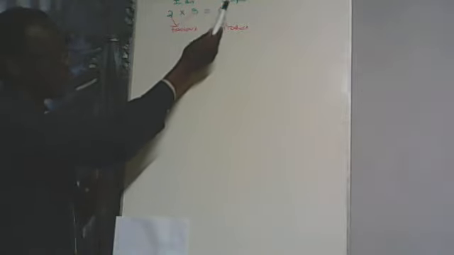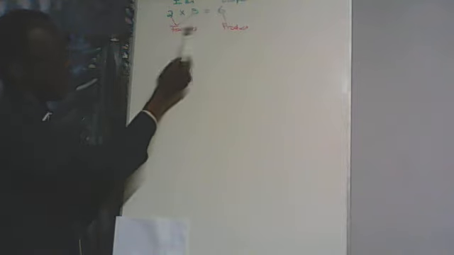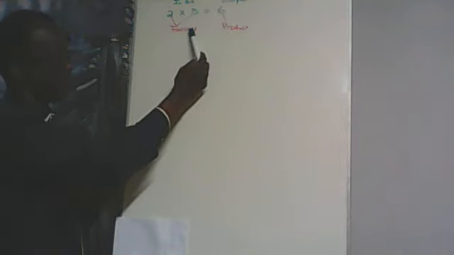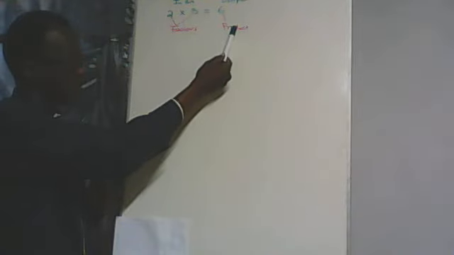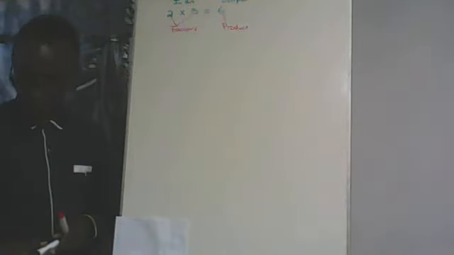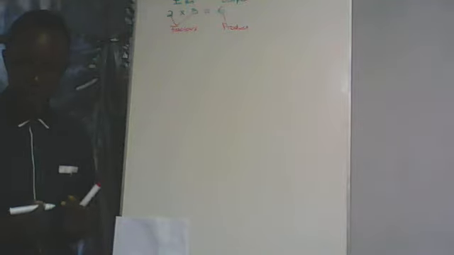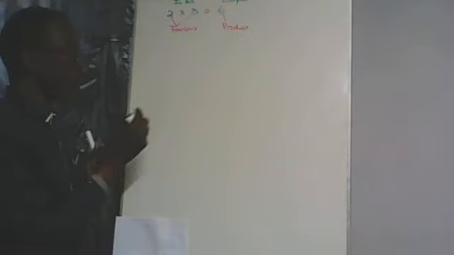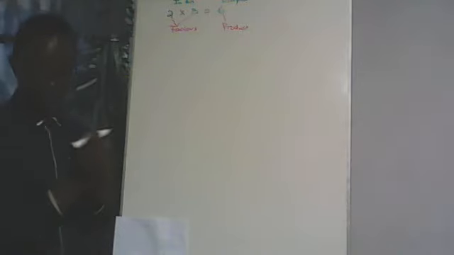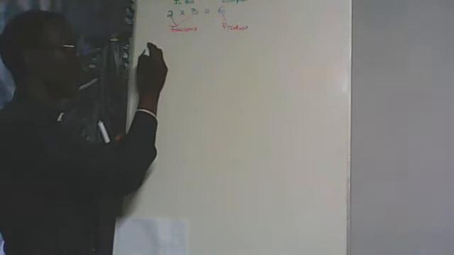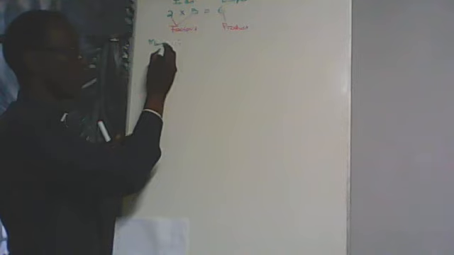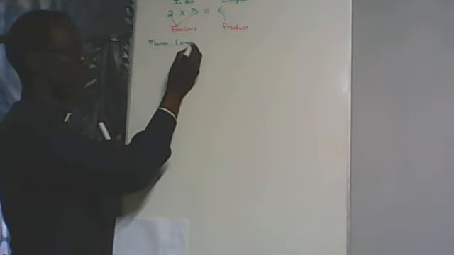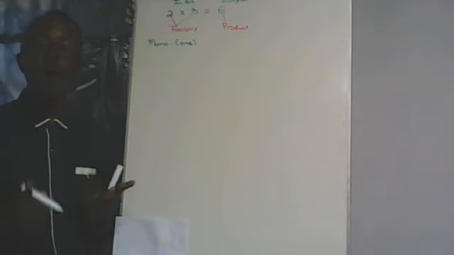We can also factorize. We multiply this to get the products, and then from the product we can also go back. So let's start first with finding the product. Now, in a polynomial, we have different types of polynomials or expressions, and the first one is called a monomial. Mono means one. A monomial is an expression having one term.